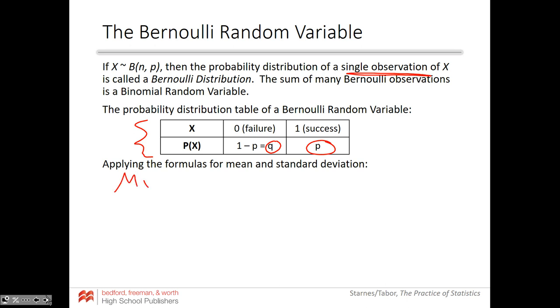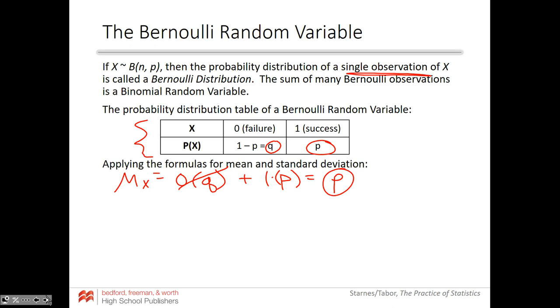So the mean of my Bernoulli, remember we're just doing one trial. To find the mean, I multiply each outcome times the probability of the outcome. So 0 times q plus 1 times p. 0 times q is 0. So the mean, or the expected value, is just 1 times p, or in other words, p.